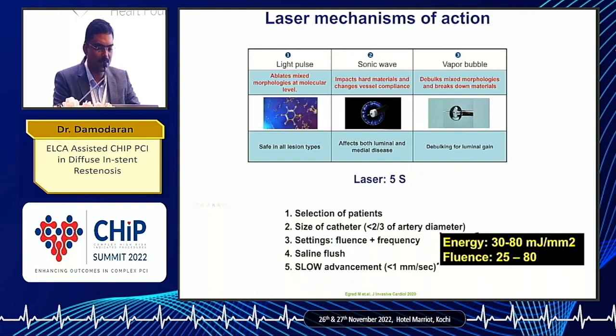The only thing you have to understand here is the laser, as he mentioned, acts not only axially within the lumen as well as the abdominal tissue, but also linearly. So it can penetrate up to 50 millimeters in the longitudinal direction.